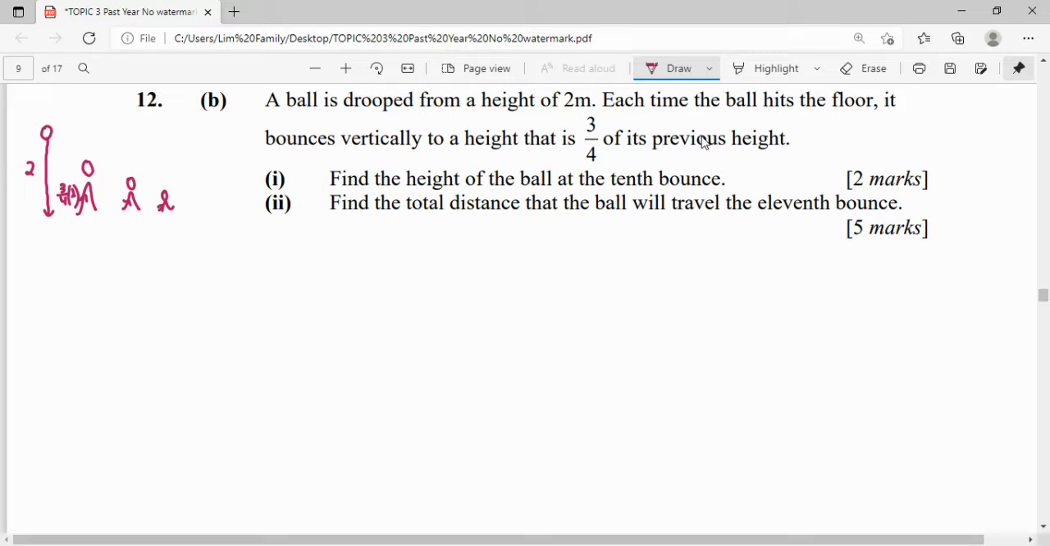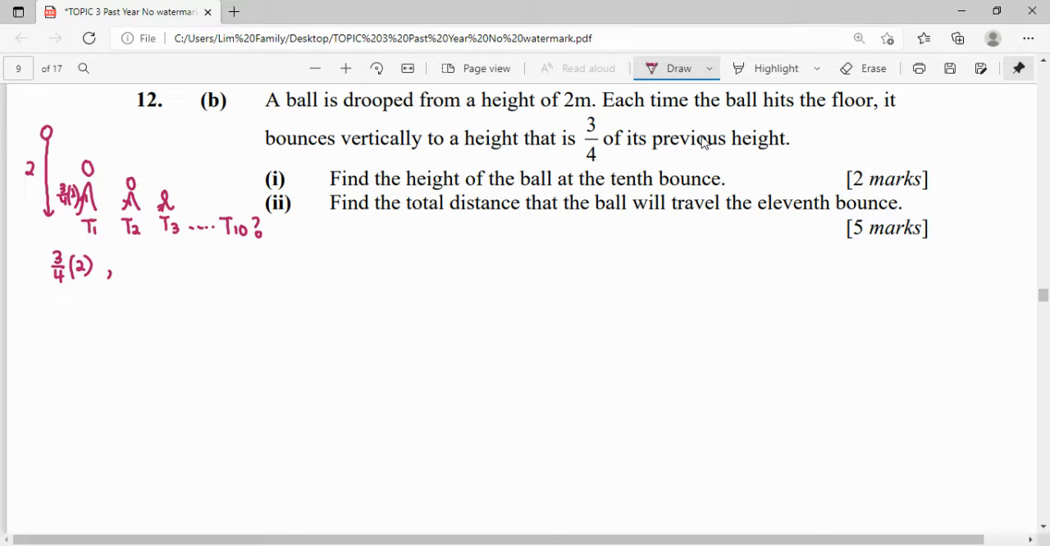So the first one, find the height of the ball at the 10th bounce. So this is our first bounce. We denote it as T1, second bounce T2, third bounce T3, and so on. They want us to find our 10th bounce here. So we have to work out a sequence first, where our first term here is 3 over 4 times 2.